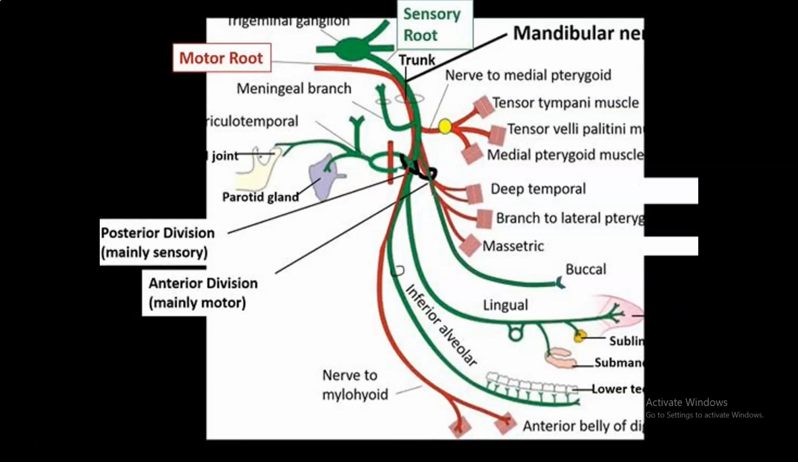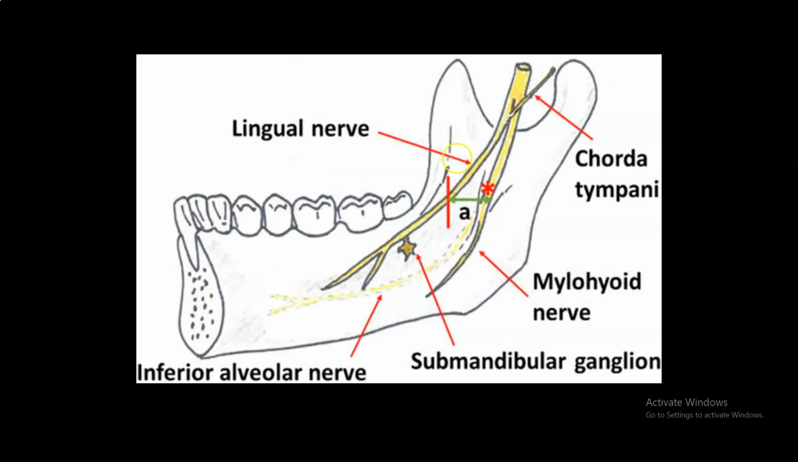And as we said, the chorda tympani carries the parasympathetic, as well as sensation of taste from the anterior 2/3 of the tongue. And it is reaching the tongue by joining the lingual nerve.